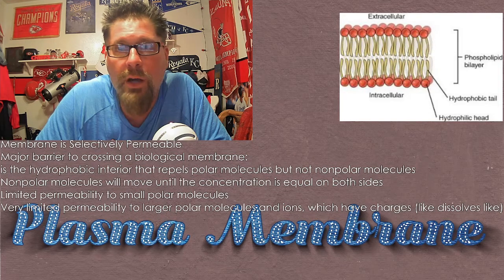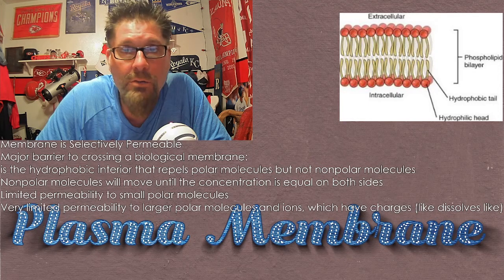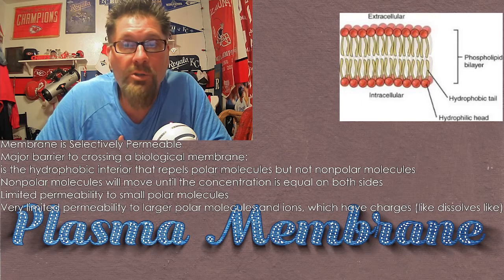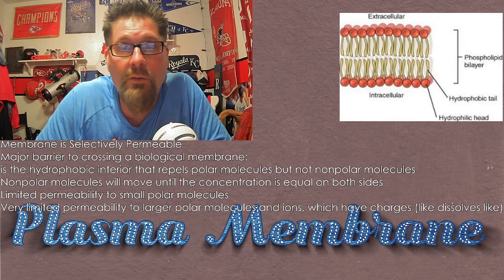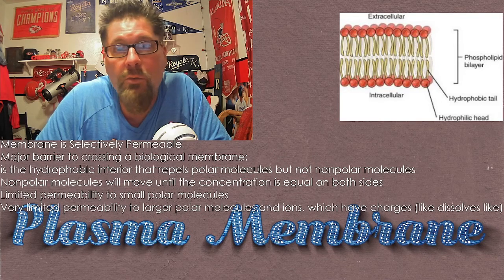Let's say we have 20 salt compounds outside the cell, and there are 4 inside the cell, then some of those salt molecules are going to move inside. We've got a total of 24, so enough to get 12 and 12 will move across there. So it's just a constant exchange of molecules.